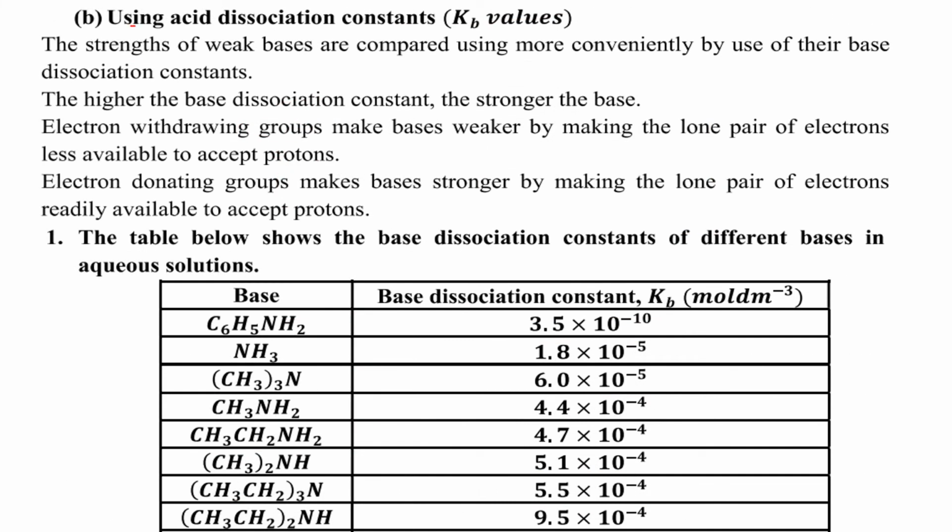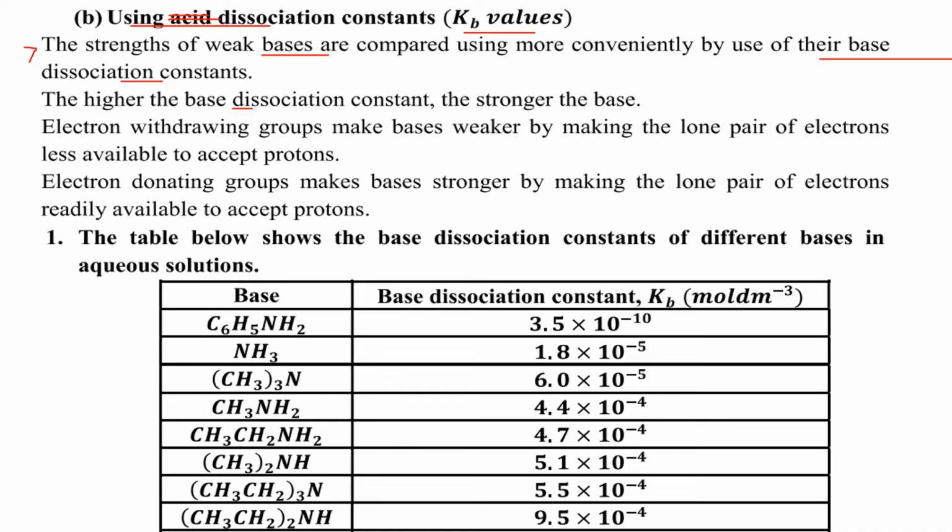We're going to be looking at acid. Now this is not acid, it's going to be base dissociation constants. Instead of acid, cross it out and make it base dissociation constants, which you call the Kb values. Now here I'm saying that the strength of the weak bases is going to be compared more conveniently by use of their base dissociation constants.